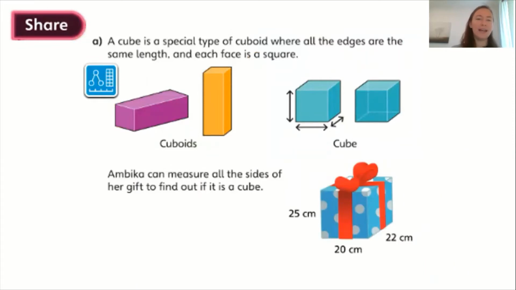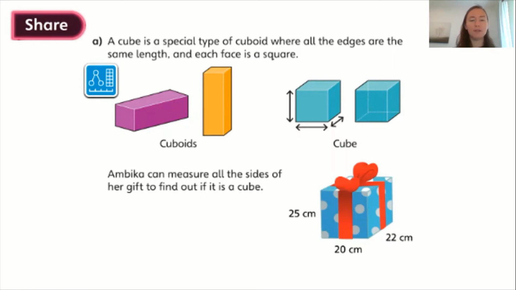Okay, so part A asks us how she would know if it's a cube or not. A cube is a special type of cuboid where all of the edges are the same length and each face is a square. So it's a bit like a dice. Every single face is exactly the same size and each face is a square. That means that all the edges are the same length. If one of those faces was a rectangle or slightly longer than the others, then it would just be a cuboid and not a cube.